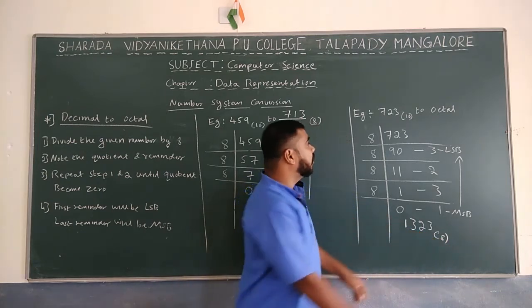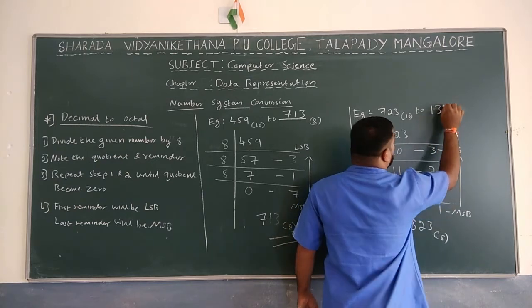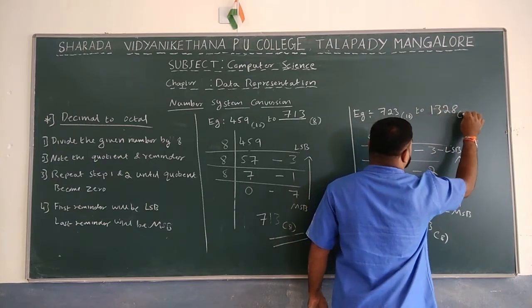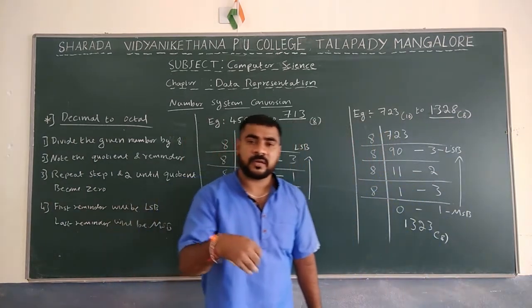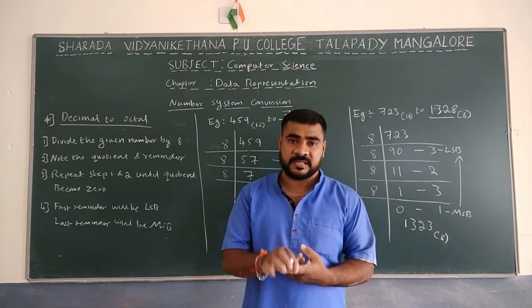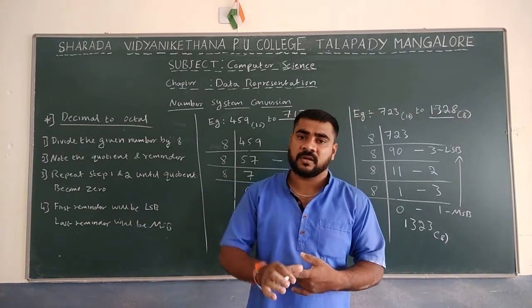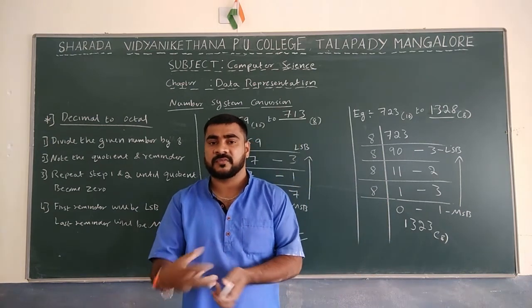This is the number. So the octal number is 1, 3, 2, 3 base 8. Remember that when you write the number, you have to write the base value. Don't forget to write the base value. Based on the base value only we understand, otherwise it's not possible to tell which type the number belongs to.